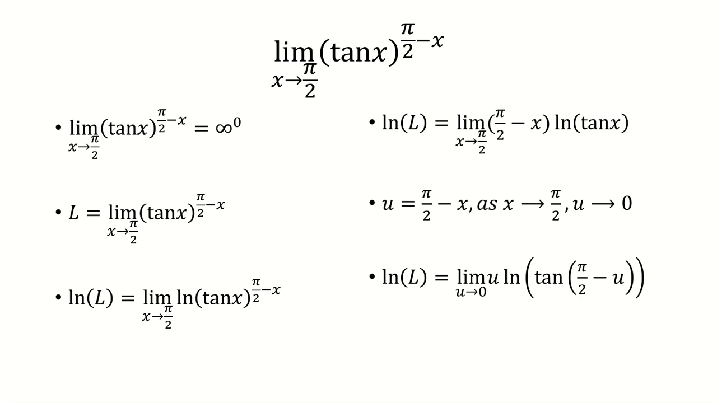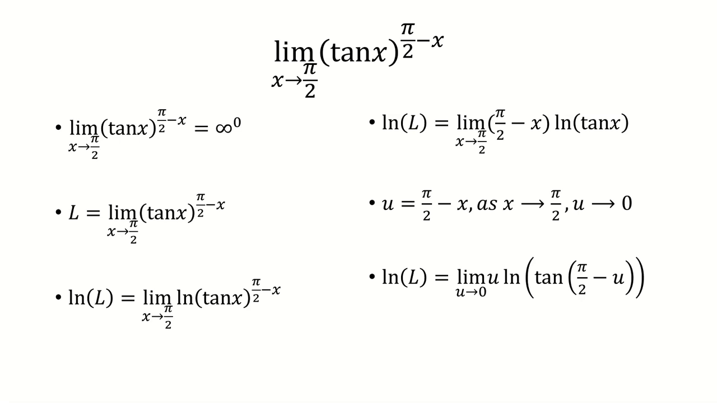What we're going to do is let L be the actual limit of that, and we want to bring down the exponent. The way we do that is by taking the natural log of both sides. So the natural log is going to bring the exponent down. We have pi over 2 minus x multiplied by natural log of tangent x.